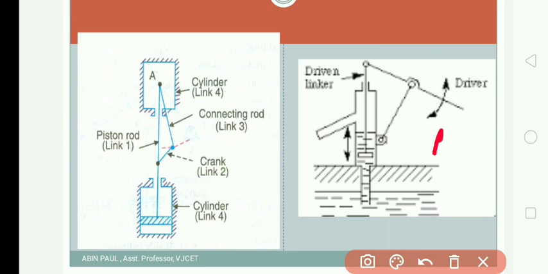In the next section we will see what a double-sided crank chain is and what the inversions of the double-sided crank chain are.